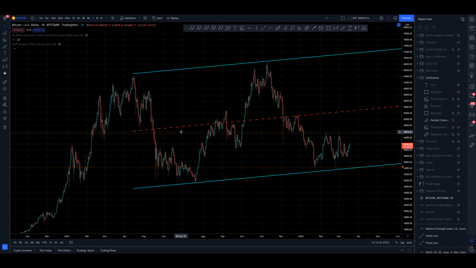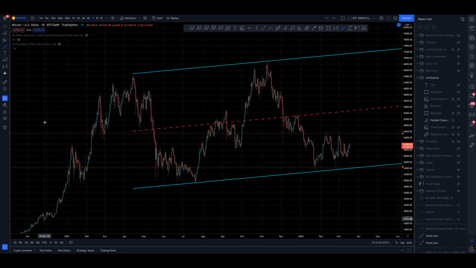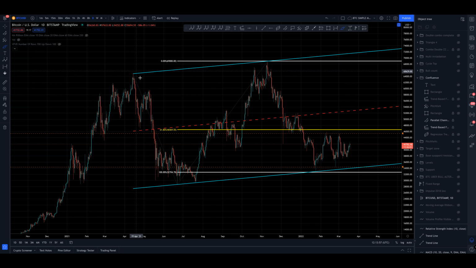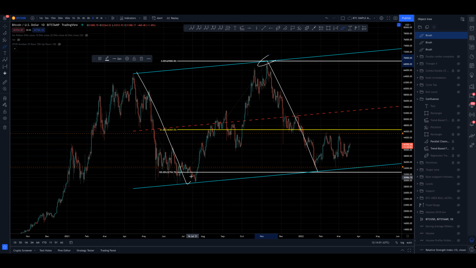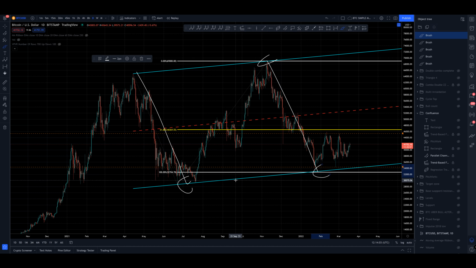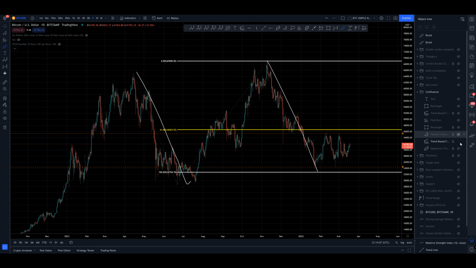We have this parallel channel. Point to point to point to point. Very, very pretty. Right, that's nice. We have this 1-to-1 ratio. The length of this is the same as the length of this. We get a perfect 1-to-1 between these three pivots. Lovely. So that looks quite compelling as well.